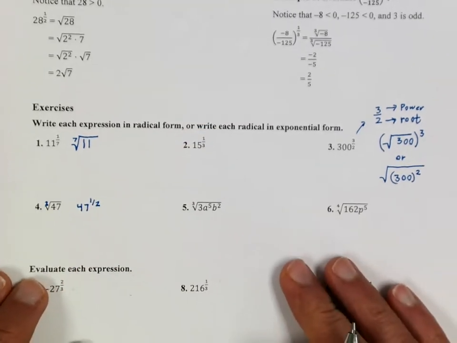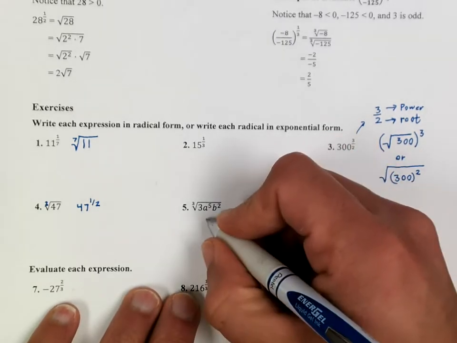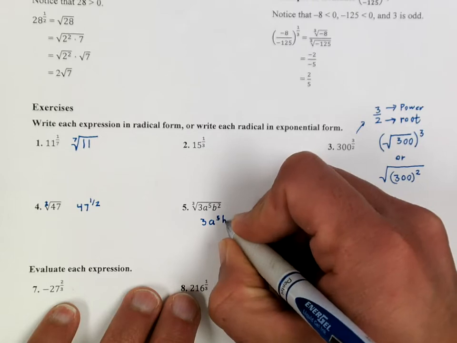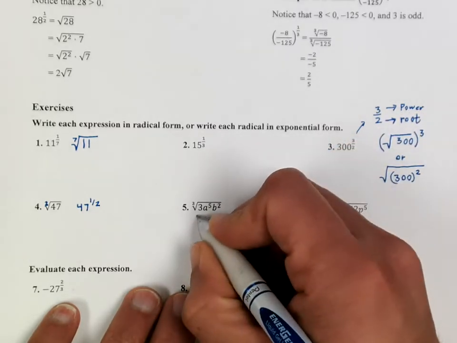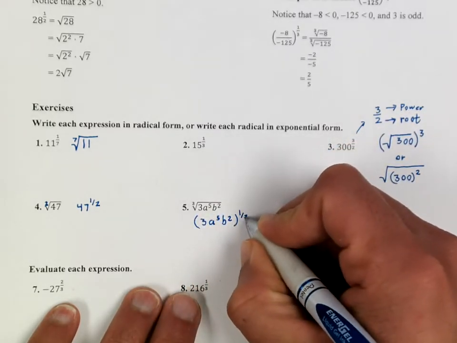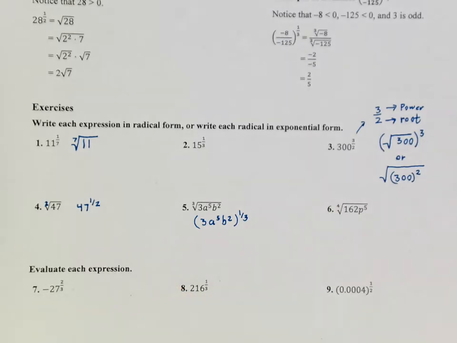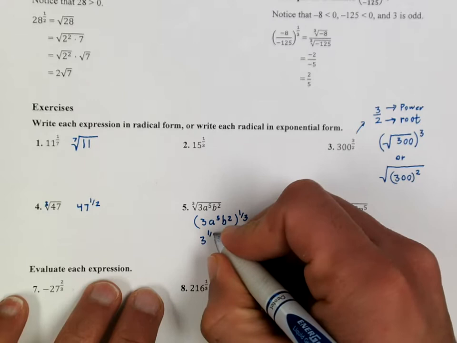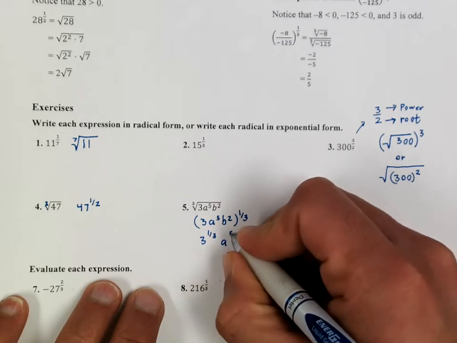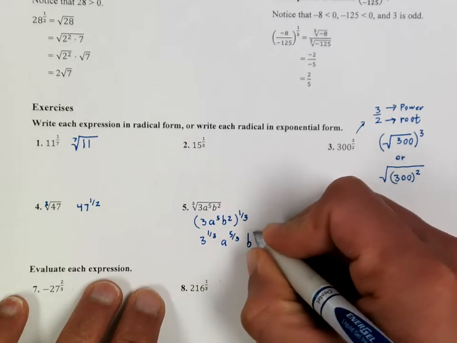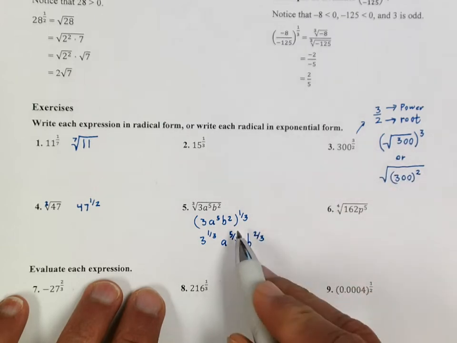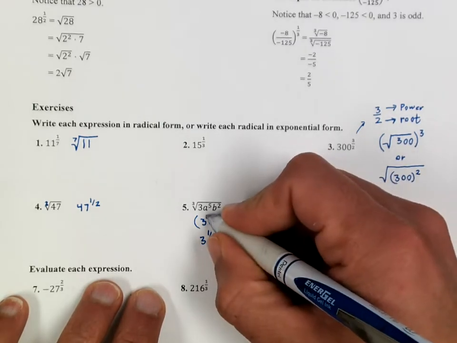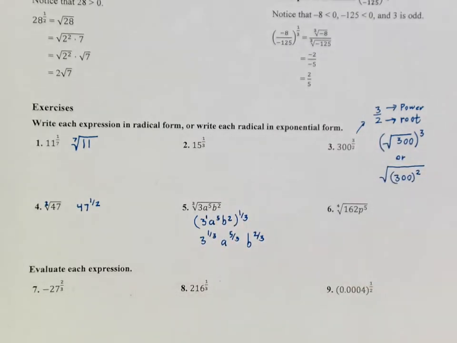On number 5, same idea. Notice this is the cube root, so we have 3a to the 5th b squared, and we're going to rewrite all of that raised to the 1/3 power. I don't really know what they want out of this, but you could simplify this a little further and say this is 3 to the 1/3, a to the 5/3, and b to the 2/3. Remember that when you have a power raised to a power, you multiply those powers together, assuming this is a power of 1, so that's where I got the 1/3.